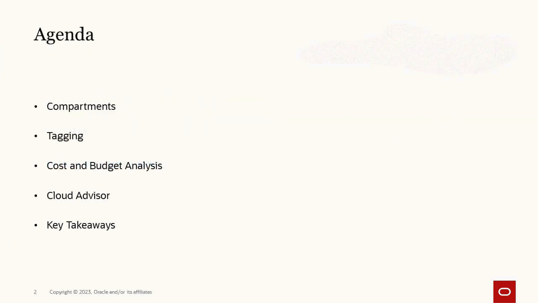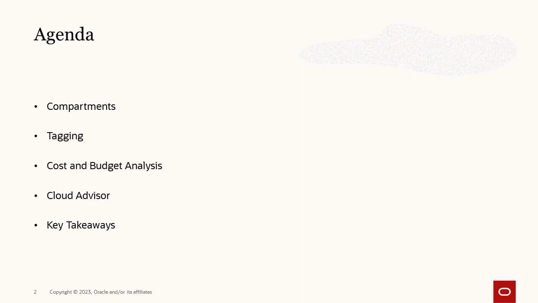On today's agenda, as Olivia mentioned, we'll be going over quite a few different tools that help you manage your cost consumption in your environment. Some of these include compartments, how they're used, what they are, and some key considerations when you're setting them up. Then the tagging service in OCI: what kind of tags are offered to you, how to create them, and how to automate tagging as well.